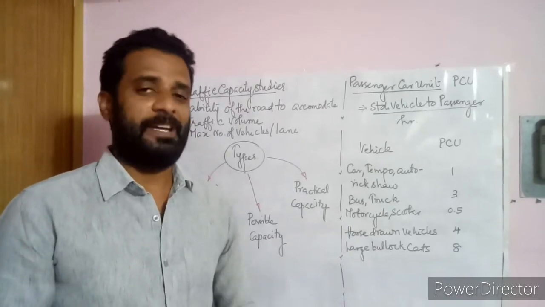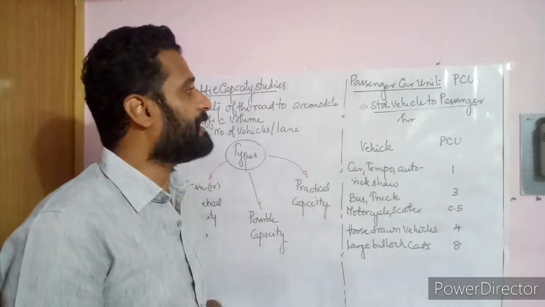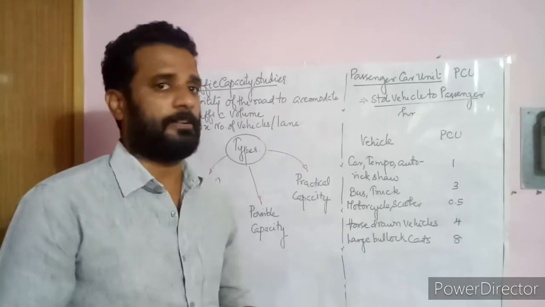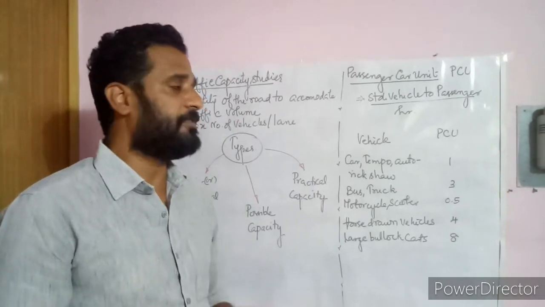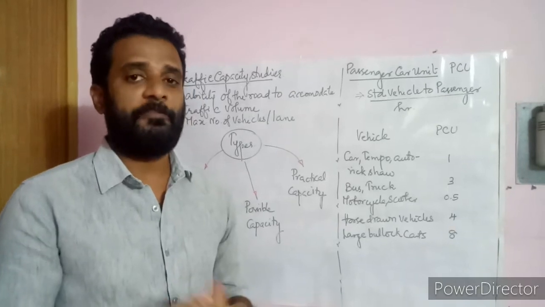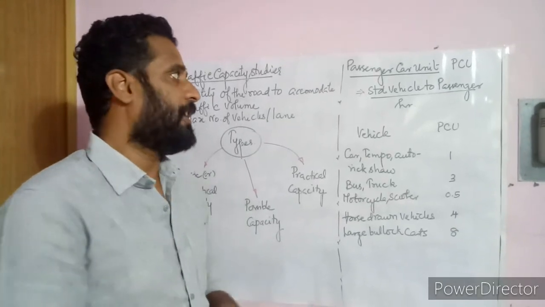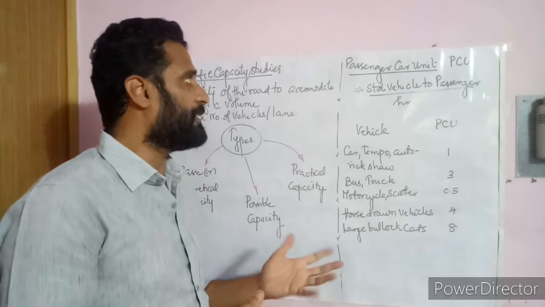PCU is one of the major elements. PCU is nothing but the passenger car unit, the standard vehicle for traffic per hour. It is the ratio of standard vehicles to passengers within an hour. And there are some standard values for these PCUs.